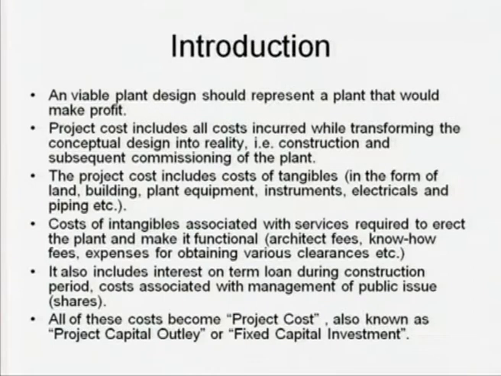The project cost includes the cost of tangibles in the form of land, building, plant equipment, instruments, electricals, piping, etc. Then it also includes the cost of intangibles associated with services required to erect the plant and make it functional, such as architect fees, know-how fees, expenses for obtaining various clearances, and then other various types of costs that are associated with each step.